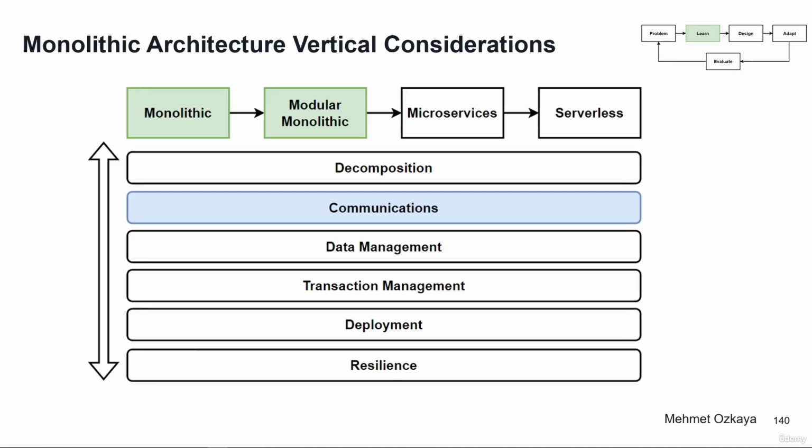In this video, we are going to start to learn monolithic architecture vertical considerations, and we will start with the communications of monolithic architecture. Before we design our application architecture, it is good to learn vertical considerations, and you can see the image on the slide. We are still on monolithic architecture, and vertically we can examine the communications, how to communicate with each other, how to perform distributed transactions, and how to deploy on cluster in monolithic architectures.